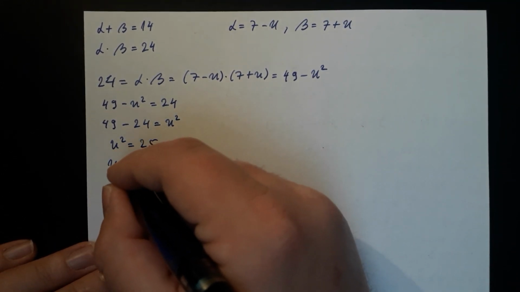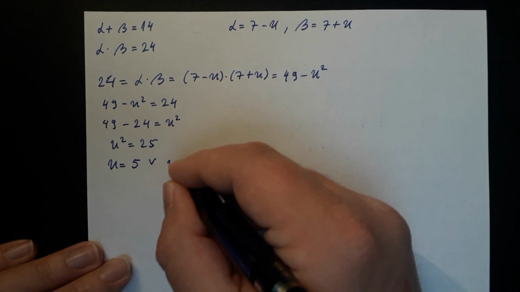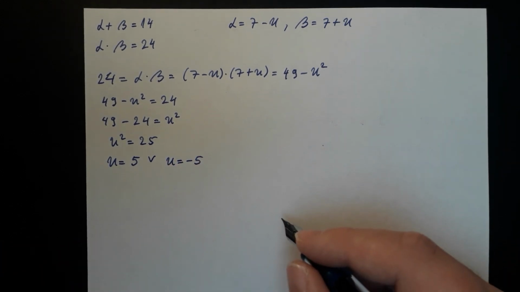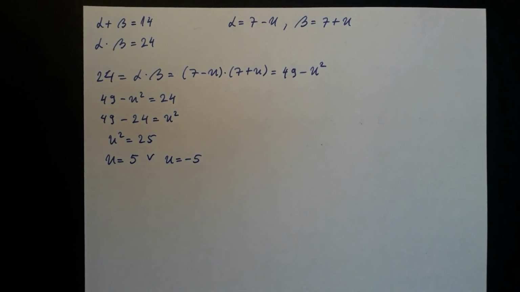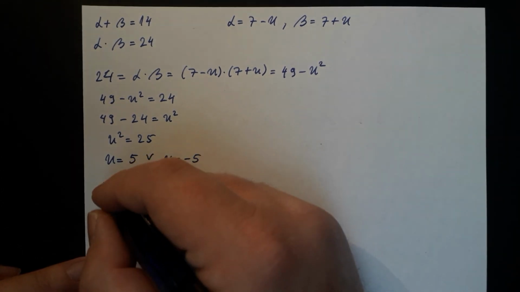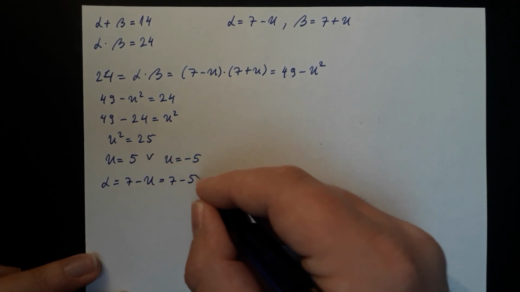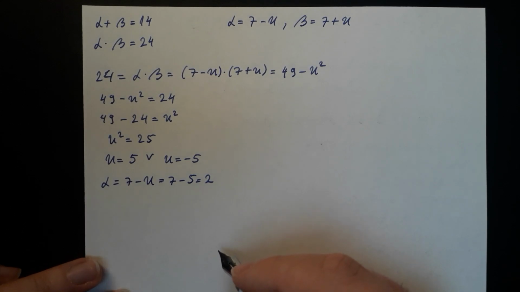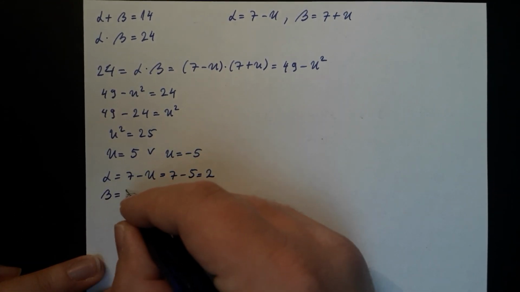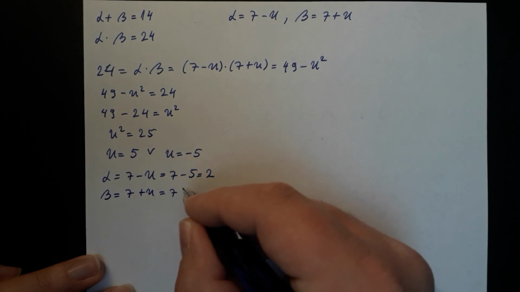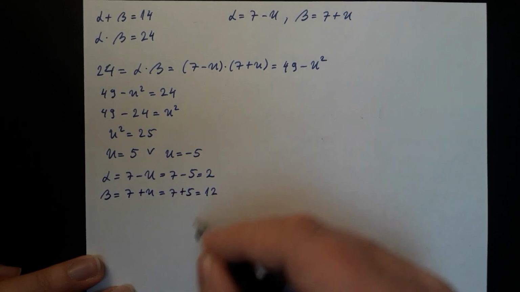Well, this means that u is equal to 5 or u is equal to negative 5. And now, since the u exists, I can get the two numbers alpha and beta with the sum of 14 and the product of 24. Just put 5 into alpha, which was 7 minus u. So this is 7 minus 5, and that is equal to 2. We are going to put the same u in this one. So we have 7 plus 5, which is 12.